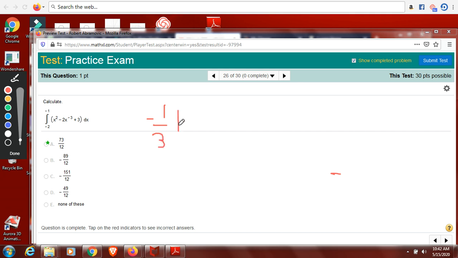1 minus 3 is negative 2. So when we evaluate the antiderivative at the upper bound, we get negative 1/3 plus 2. Negative 1/3 plus 2 is just, so that's the same as 6/3 minus 1/3. So it's the same as 5 over 3.